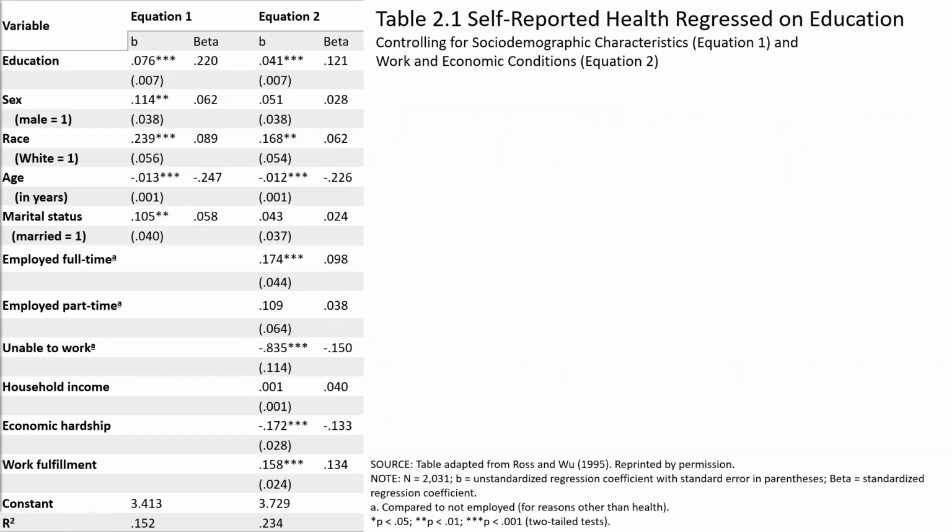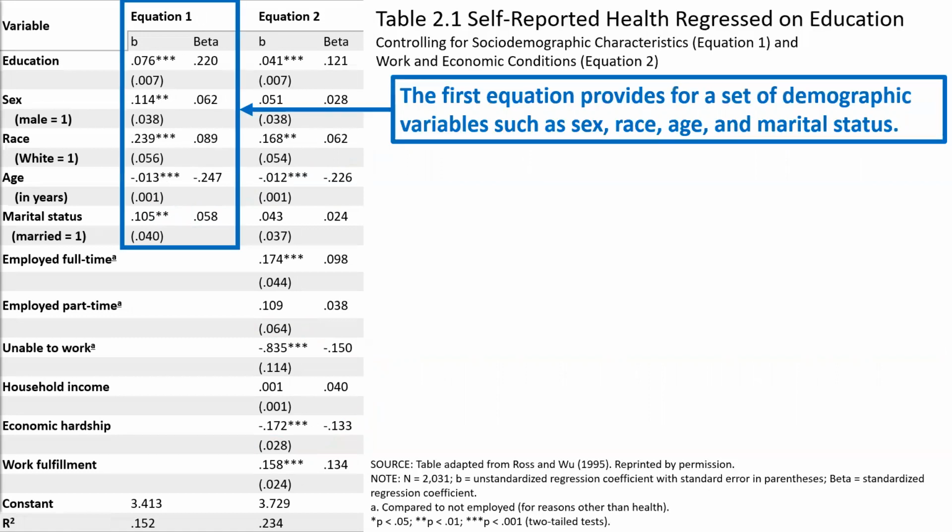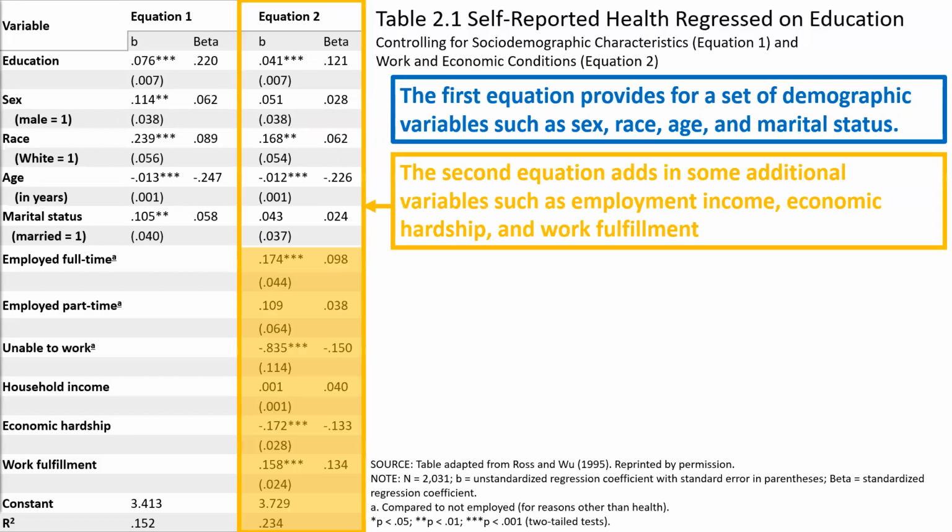Notice that there are two equations. Equation 1 provides us a set of demographic variables and their impact on the dependent variable. So the first equation provides for a set of demographic variables. So we have sex, race, age, education, marital status, and so on. The second equation adds in some additional variables such as employment, income, economic hardship, work fulfillment.